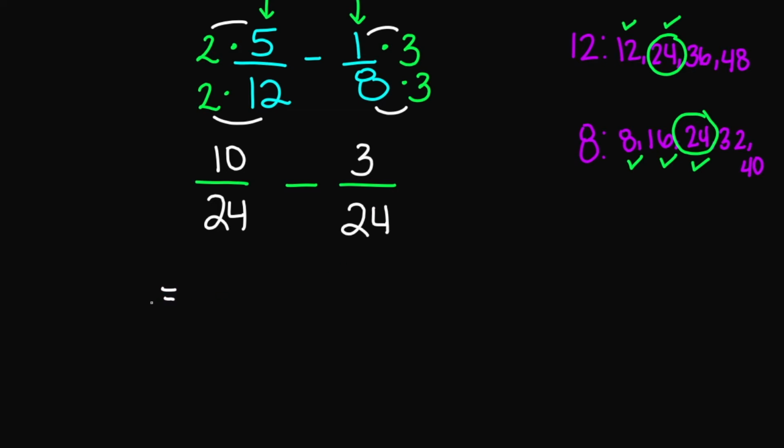Now that my denominators are the same, I'm going to subtract my numerators. 10 minus 3 is going to give us 7. That's going to be over 24. And this is your final answer here.